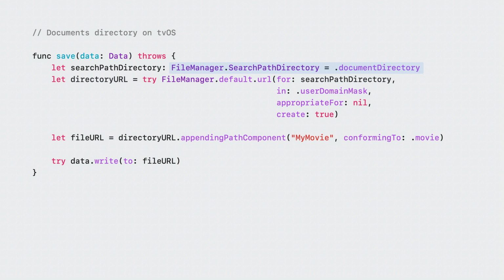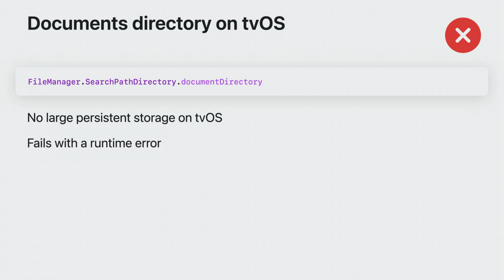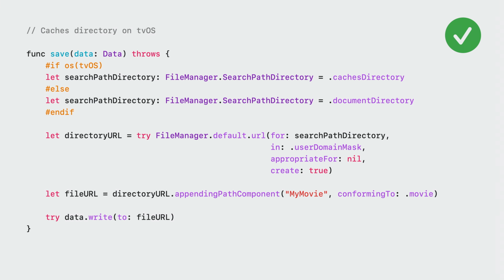On iOS, you can store data persistently using File Manager and writing to the document directory path. Use of this API is not recommended on tvOS. The OS does not allow persistent storage of large files. While available in the headers, uses of document directory will fail with a runtime error. Instead, when building for tvOS, your app should only use the caches directory.